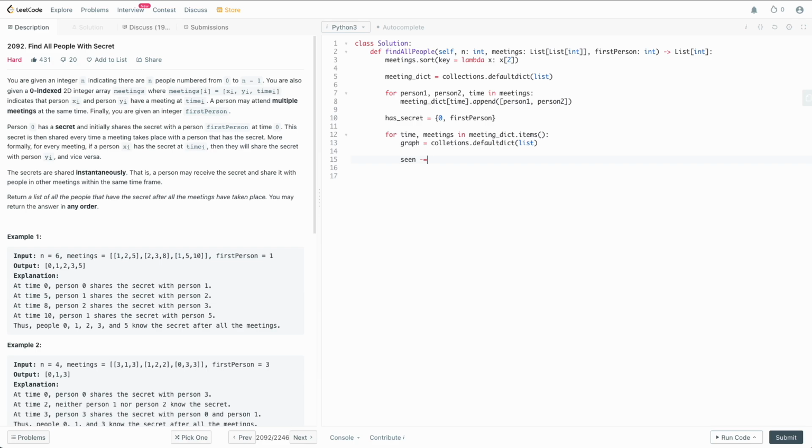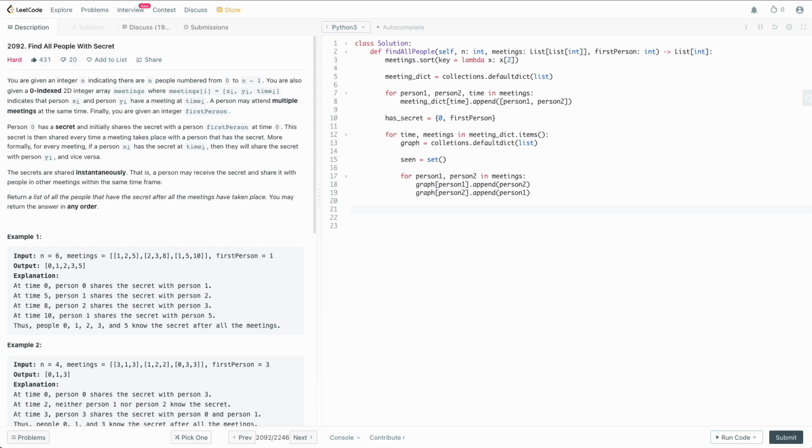And remember that we need a seen set because we don't want to be going in an infinite cycle here. So we're going to say for person 1, person 2 in meetings. And remember, meetings is a list of lists where the inside list is the two people that are meeting. So we're going to say graph. So person 1 is going to be meeting with person 2. So we make that edge between them. And we're going to say graph of person 2 dot append person 1. So that way we have the reverse edge.